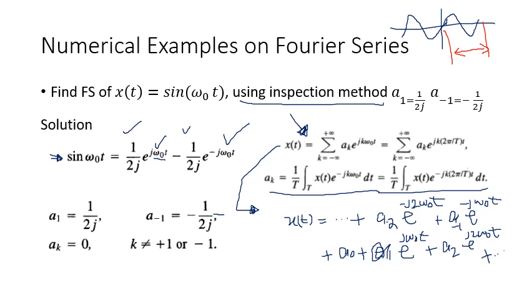So in the inspection method we expand this synthesis equation and compare the coefficients. If you compare, this is e power j omega naught t, and we have e power j omega naught t. Then we have e power minus j omega naught t, and this is e power minus j omega naught t. All other terms are 0, so we just take these two, and by comparing we find that the coefficient of this one is a1, so a1 equals 1 over 2j. Let me write in a different color so that you understand.